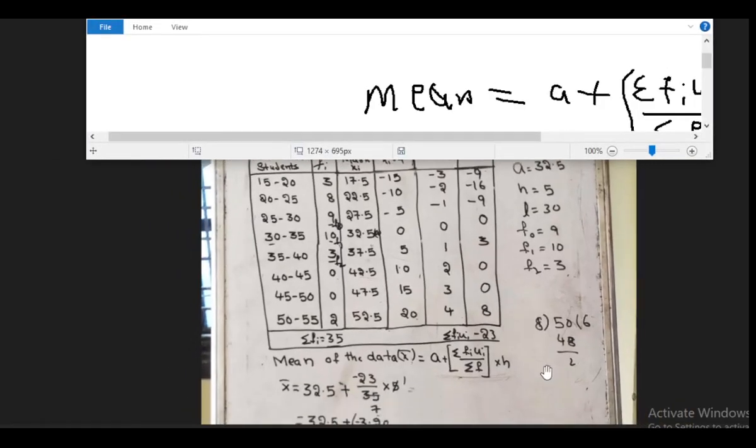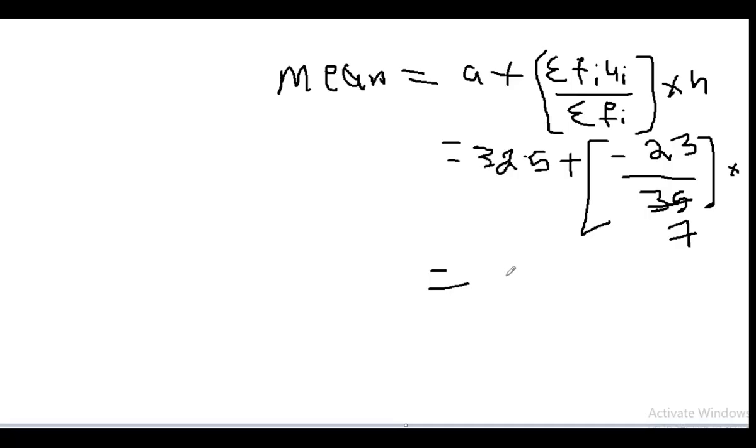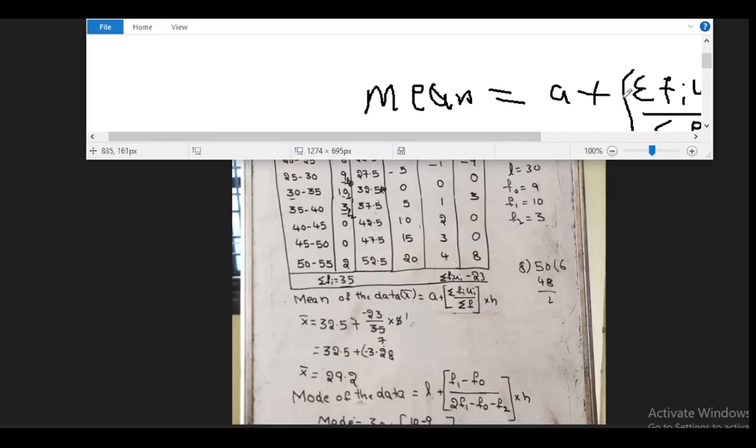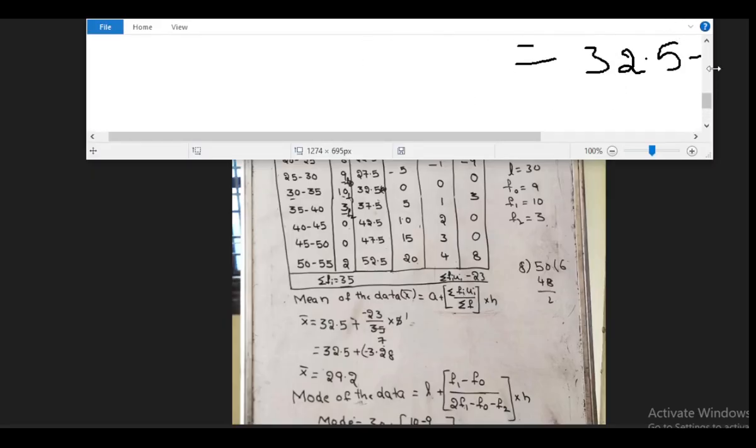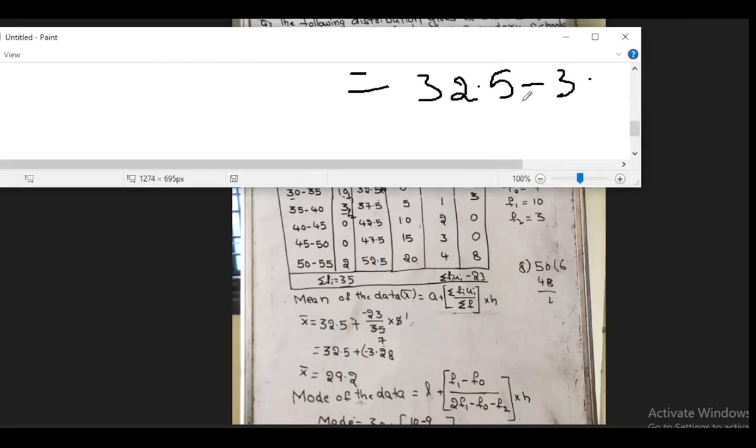Minus 3.28 is the cancellation. So 32.5 minus 3.28. Finally, borrowing here, 4 minus 2 is 2 point, so 32 minus 2, I'm sorry, is 29.